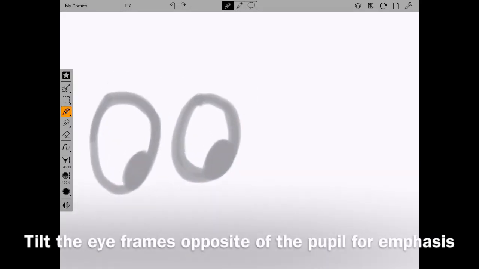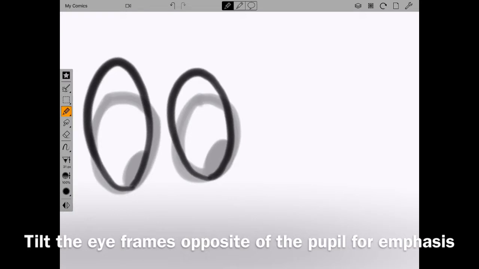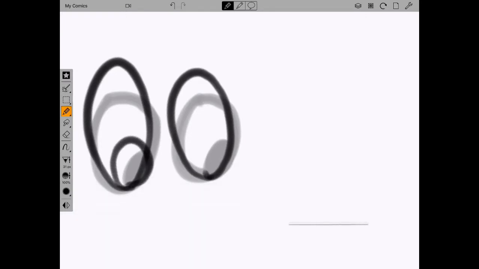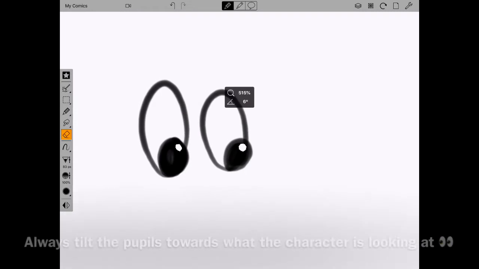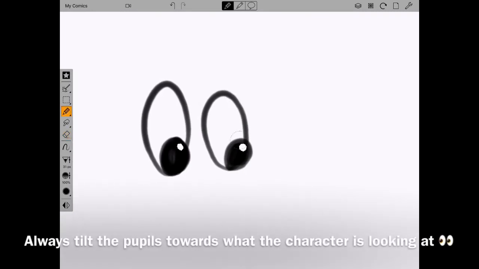To add even more character and strengthen the expression of them looking to the side, tilt the eye frame in the opposite direction. To exaggerate even more, you can go ahead and draw the pupils going past the eye frame themselves. Always tilt the pupils towards what the character is looking at.